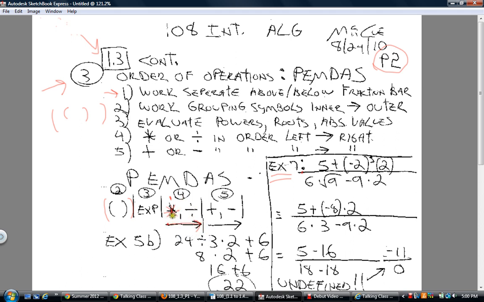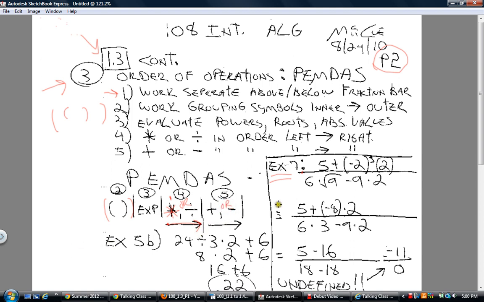Either order, by the way. I've got to make sure everybody's doing it. It's multiplication or division as they occur from left to right. That's a huge mistake a lot of students make. It's or. Finally, you do addition or subtraction as they occur from left to right.